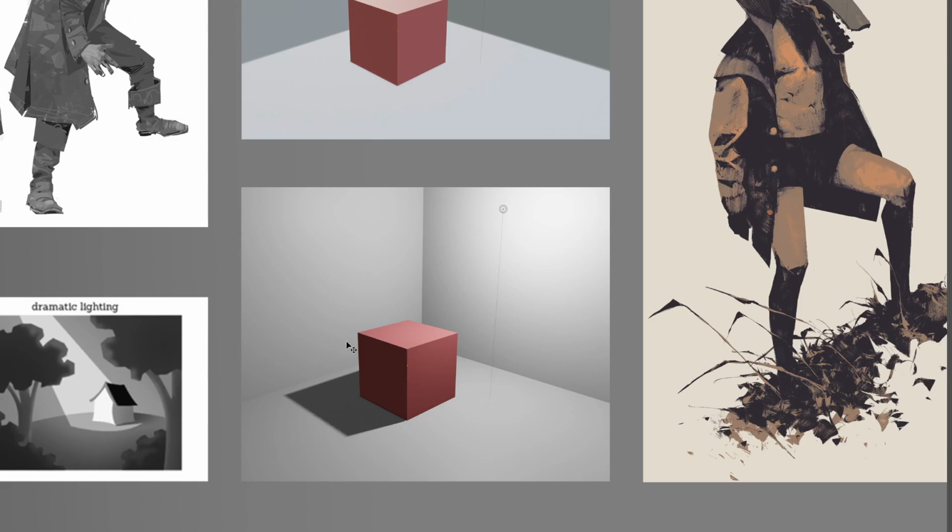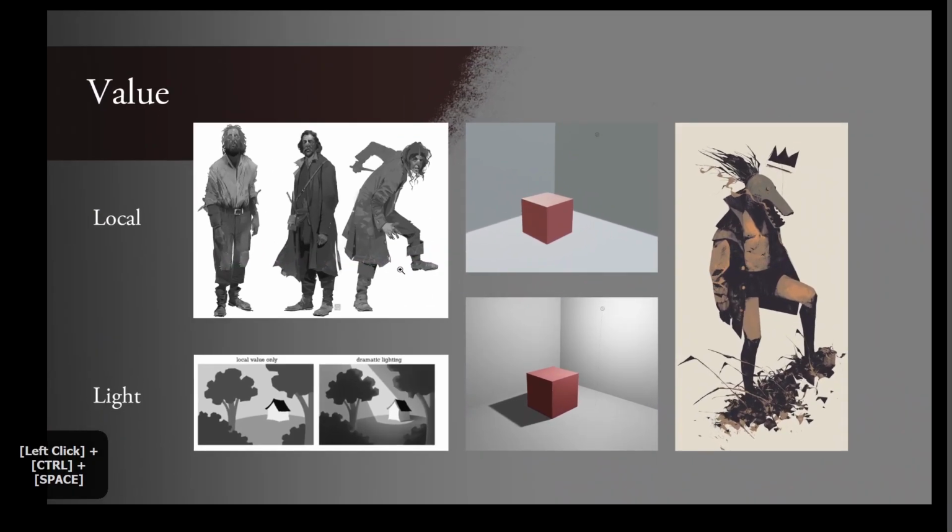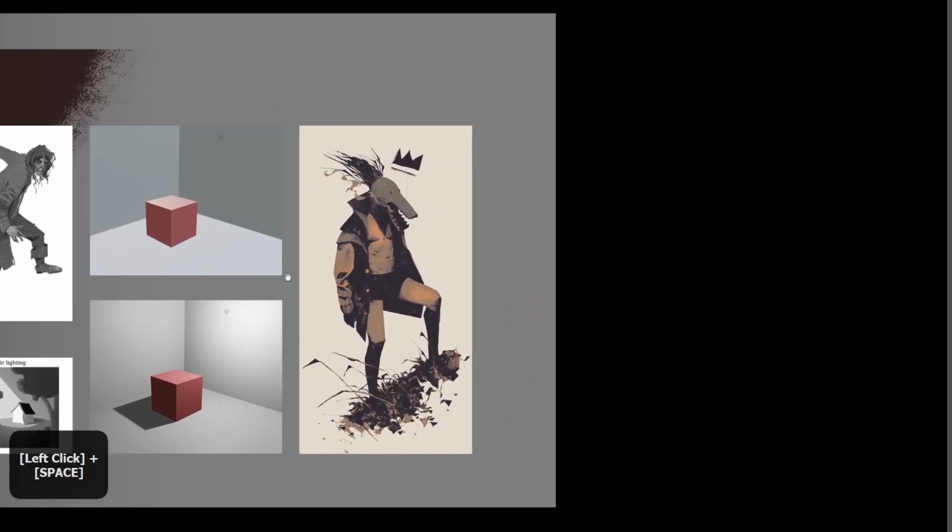Color has value, just like this red has value. You can have light versions of them and dark versions of them, and those are going to be affected by light. So we're talking about value. We're going to differentiate the difference between local value and light value, and I'm going to make sure when we talk about it that we point it out.